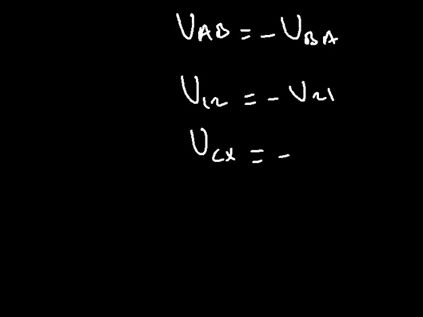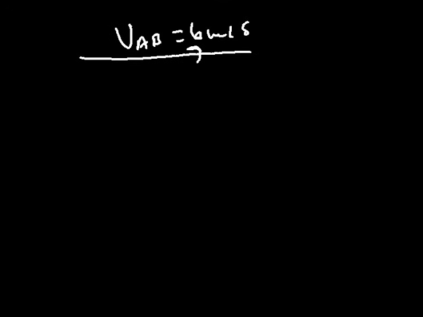VCX is the same as negative VXC, so keep that in mind. And for the case, let's say we have VAB as 6 meters per second, and VAC given as, let's say, 7 meters per second. So as you can see, we have 3 frames of reference.